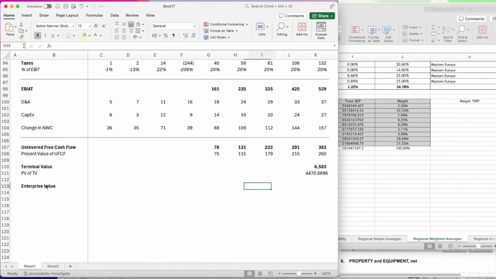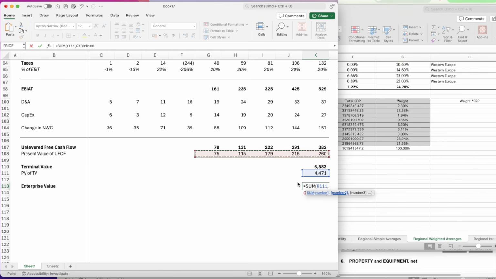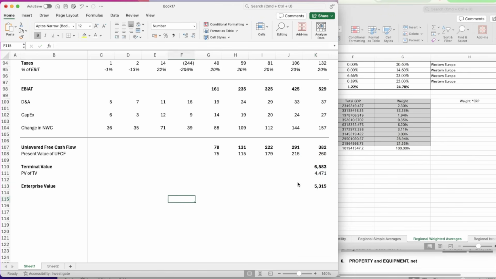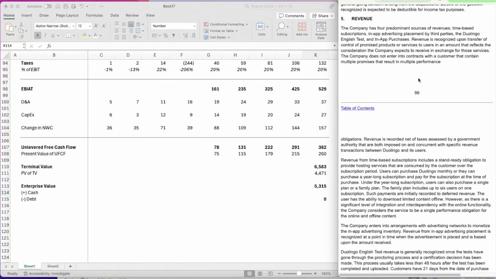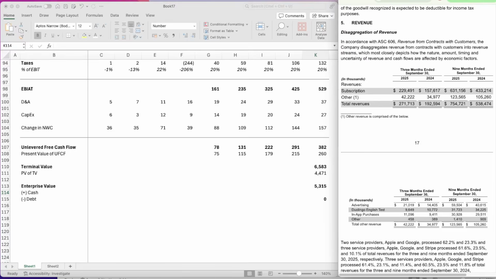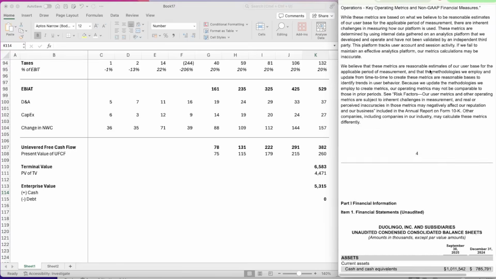Now we have our forecasted unlevered free cash flow and our present value of terminal value, the present value of the unlevered free cash flow, the present value of the terminal sum. And we add all of these together, get our enterprise value. Then we add back in the cash, subtract the debt. The debt we know is 0. But the cash, come up onto the balance sheet.